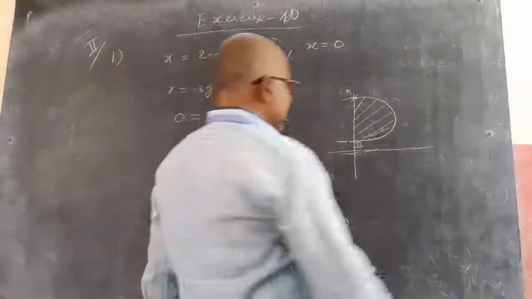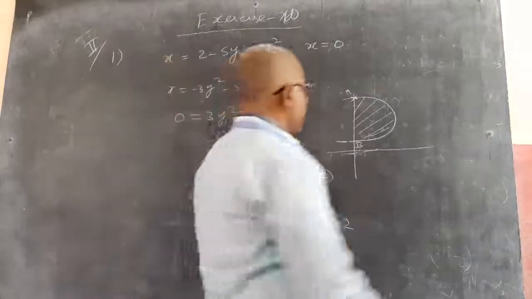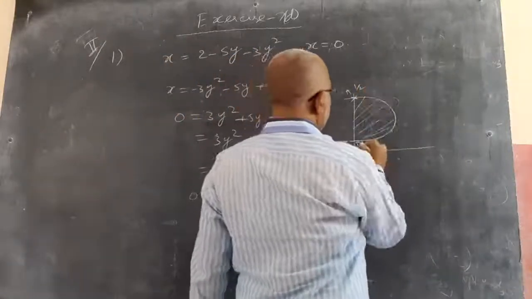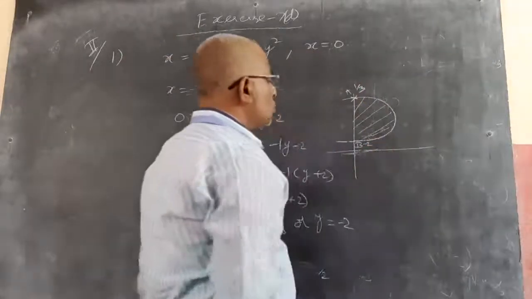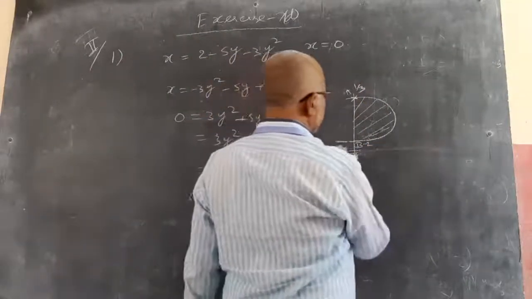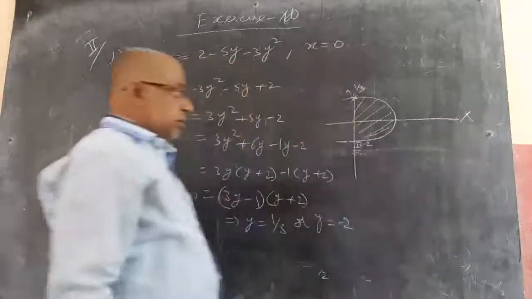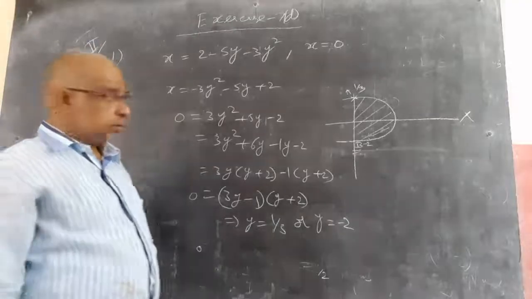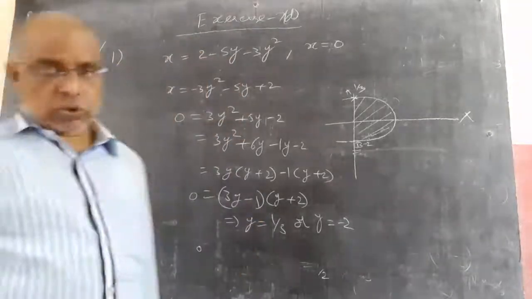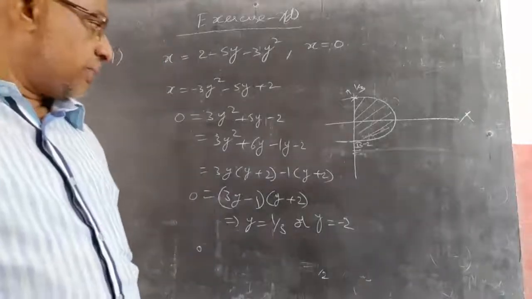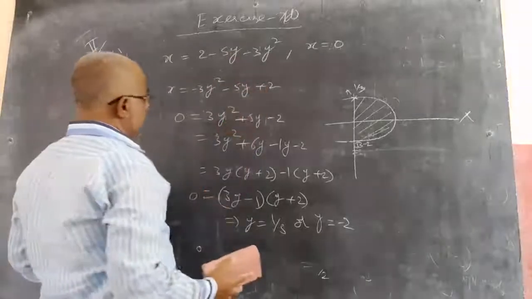So it is cutting the y-axis at 2 points, 1 by 3 and minus 2. So this is 1 by 3, this is minus 2. At 2 points it is cutting the y-axis, so the x-axis will be somewhere like this. So you can find it easily between the y limits 1 by 3 to minus 2. You can integrate this directly, you get the area.